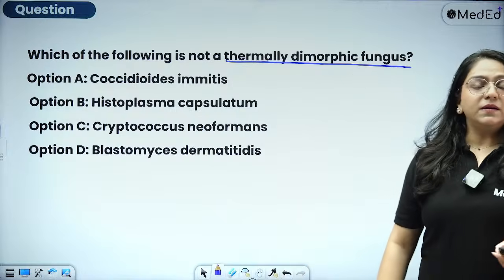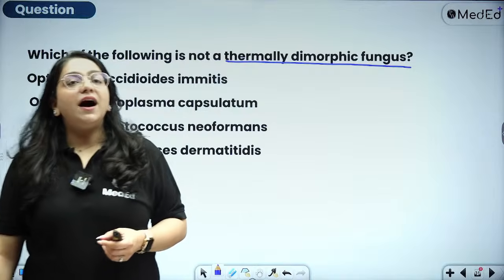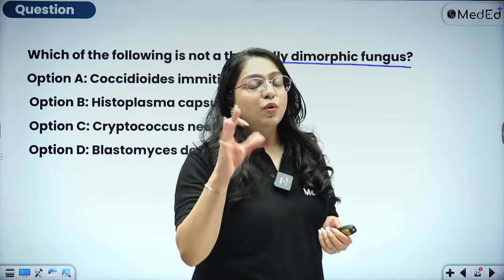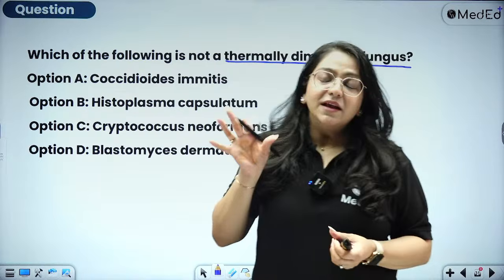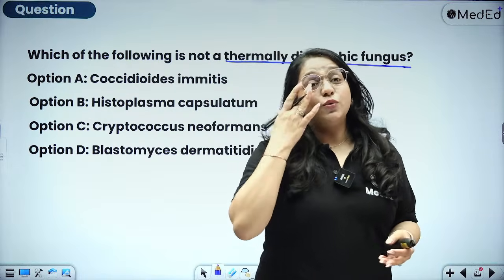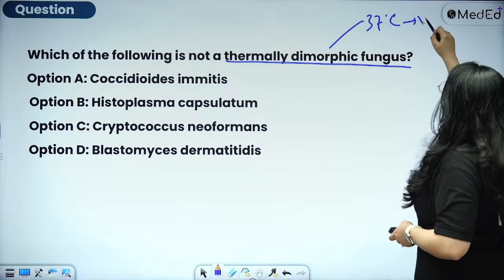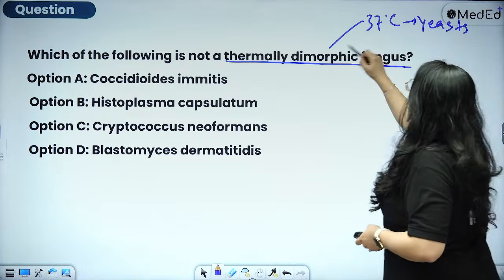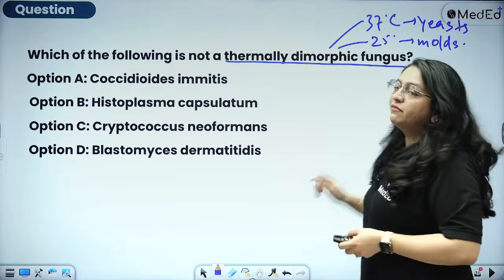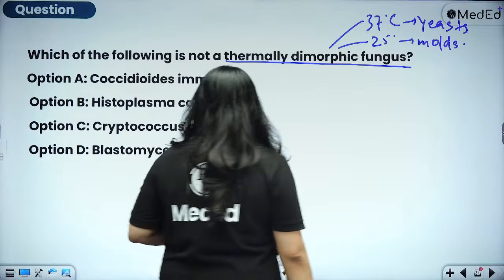We understand thermally dimorphic fungi are what? They are the bad boys, the hot boys, who are not loyal to anybody. You give them 37 degrees Celsius, they turn into yeasts. You give them 25 degrees Celsius, they turn into molds. You never know how they are going to behave with you. Some days they are sweet, some days they are rude. So, these are the dimorphic fungi.